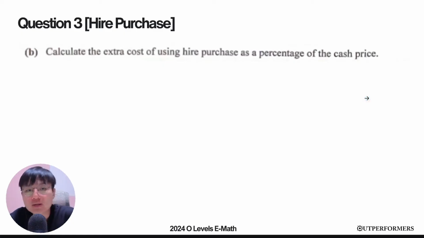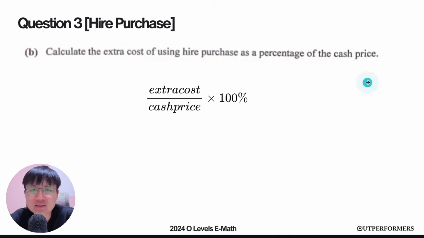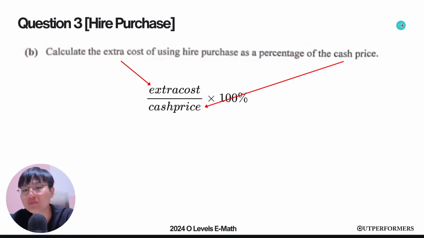And part B wants us to calculate the extra cost of using hire purchase as a percentage of the cash price. So whenever we deal with percentage questions like this, we need to ask ourselves where the numerator and denominator are being placed. One very good way to think about it is what is before the words 'as a percentage of', and what's the word after. So in this case, extra cost was the one being placed before, cash price was the one being placed after. So if you follow this for such percentage questions, you should be okay already.